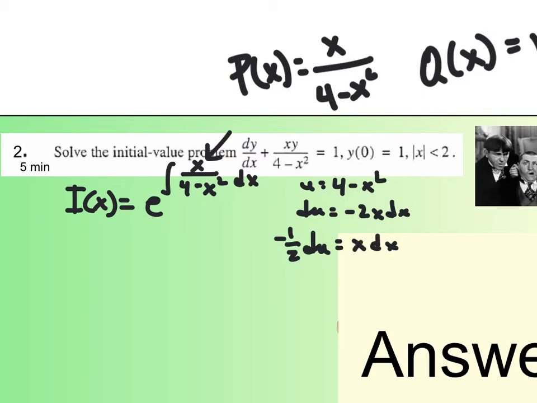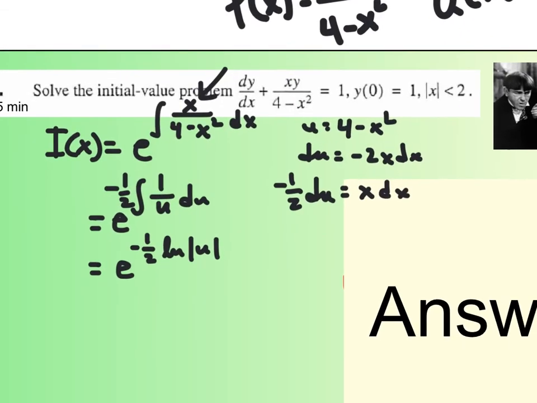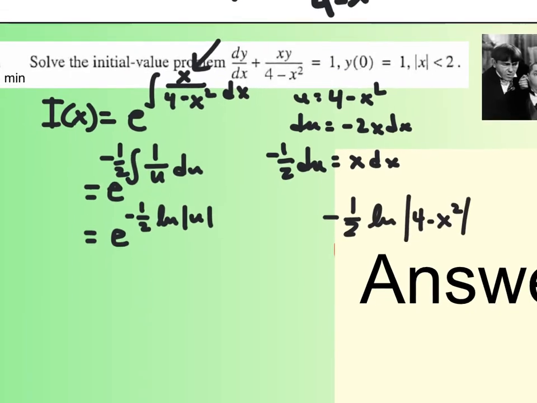Alright, so I plug in. So I of x will equal e to the integral of negative 1/2 times 1 over u du. So that would equal e to the power of negative 1/2 natural log of u. Alright, let's look at this for a second. Negative 1/2 natural log of u, and u was 4 minus x squared. I see an arc sine coming, you might too.